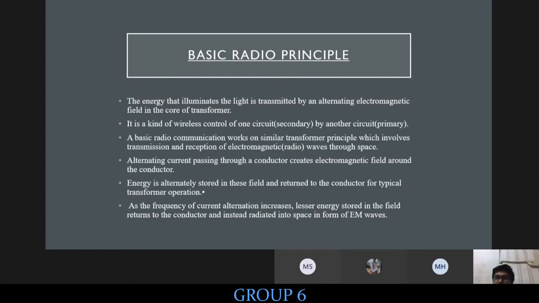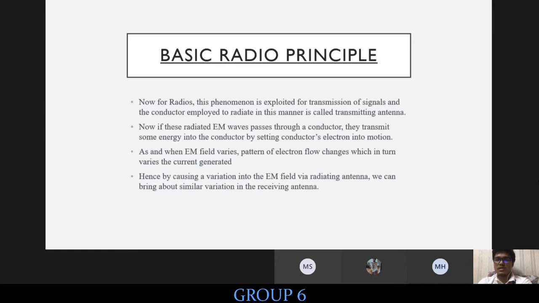Now for radios, this phenomenon is exploited for transmission of signals, and the conductor employed to radiate in this manner is called a transmitting antenna. Now, if these radiated electromagnetic waves pass through a conductor, they transmit some energy into the conductor by setting the conductor's electrons into motion. As the electromagnetic field varies, patterns of electron flow change, which in turn varies the current generated. Hence, by causing a variation in the EM field via the radiating antenna, we can bring about a similar variation in the receiving antenna.